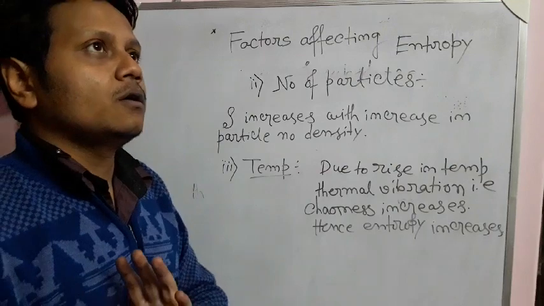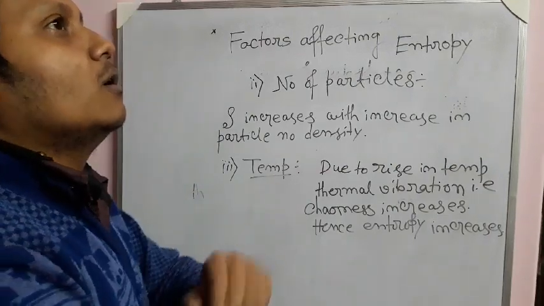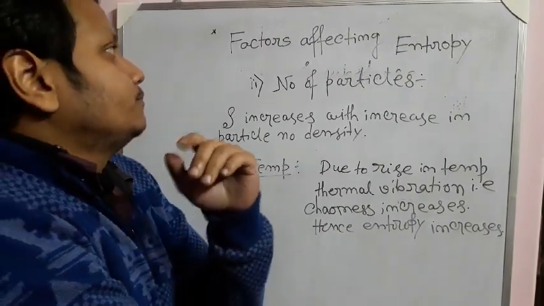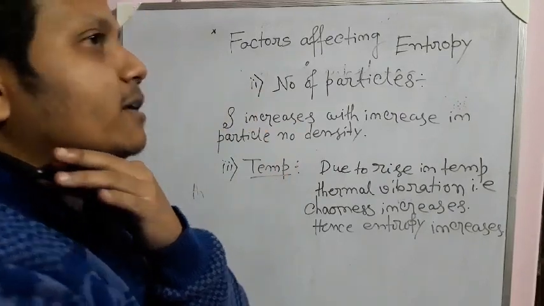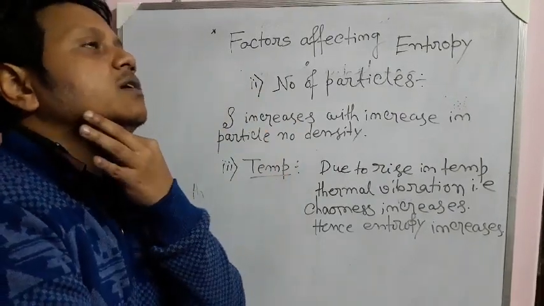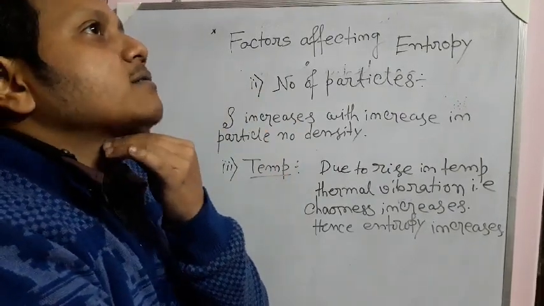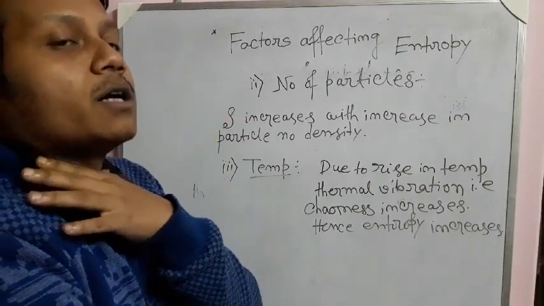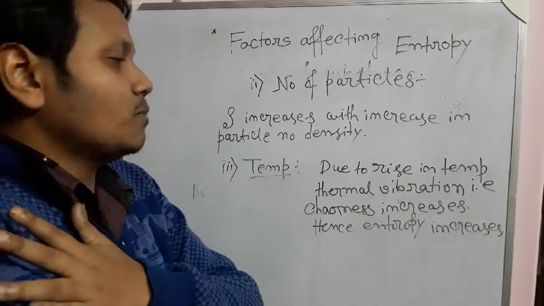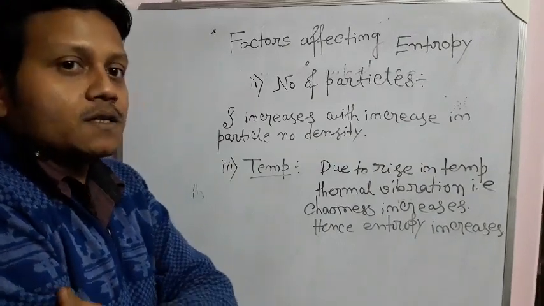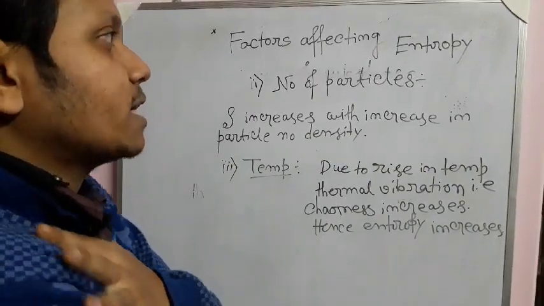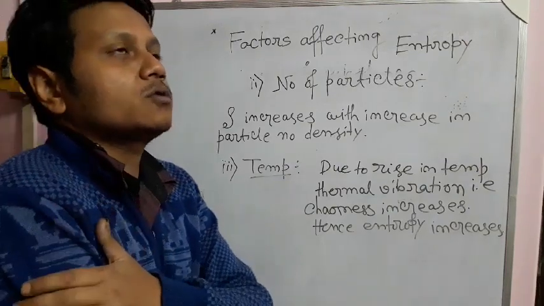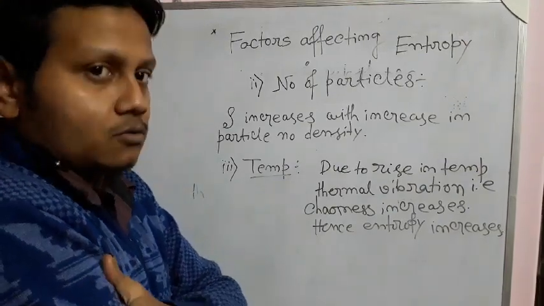So this is how these three factors can affect the entropy. At first we discussed the state of substance, then the number of particles, and then temperature. So this is what about today. In our next class we shall discuss the temperature entropy diagram.